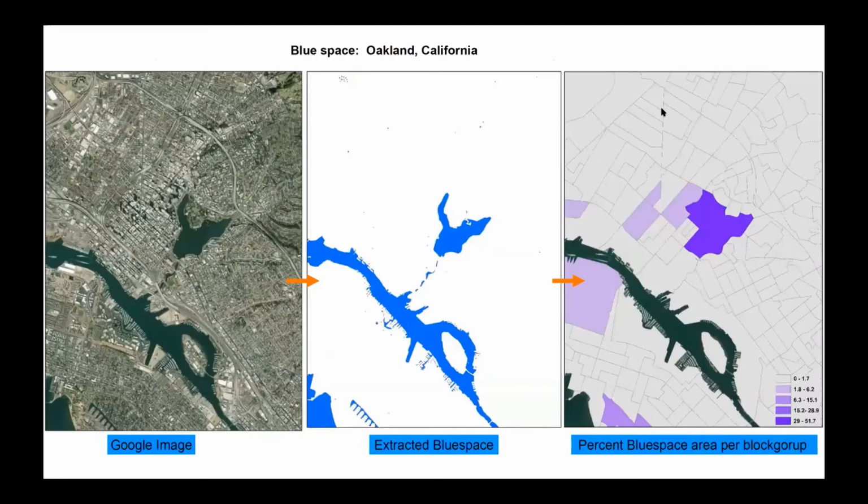This is the last result slide, where we can see blue space extracted in a similar way as green space was, but this one uses different indices which are specific to water features. And then on the right side, you can see this percentage of water area assigned to census tract level and block group level, and we can see a high percentage where there is a lake.